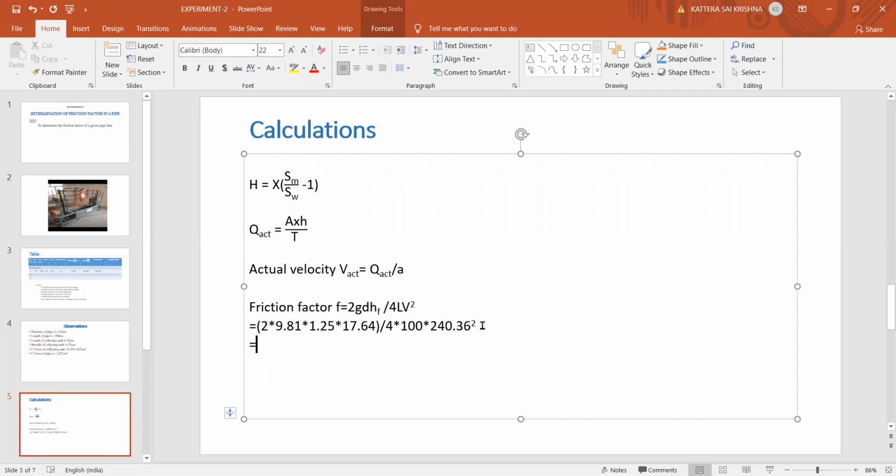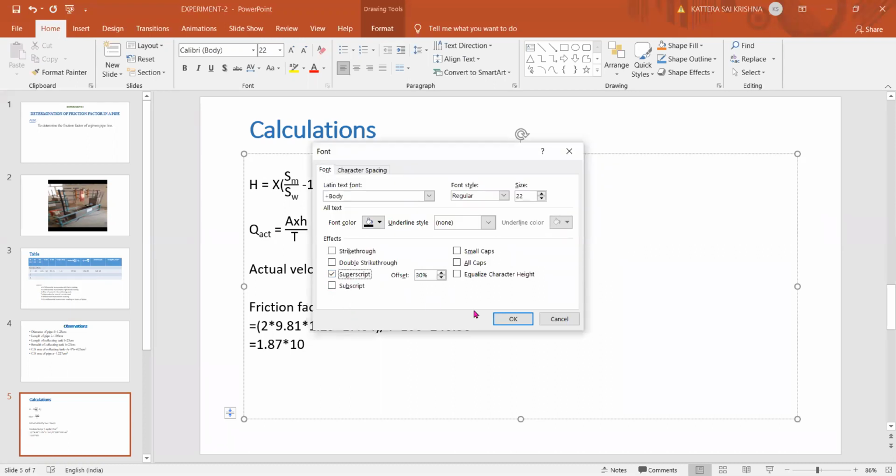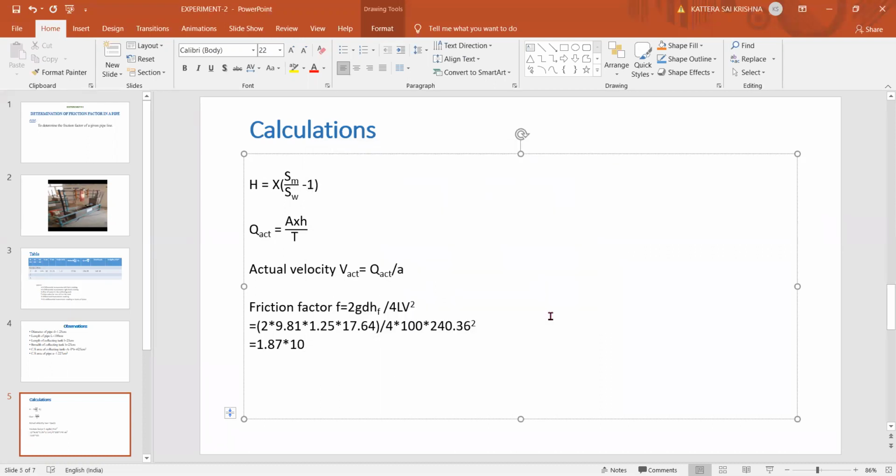F value equal to, please calculate this. 1.87 into 10 power minus 5. Minus 5, sir? Tell properly, not able. 10 power minus 4, sir. Minus 4. 5.